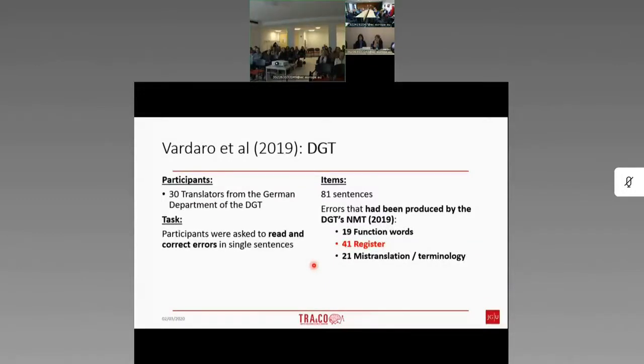So we had 30 participants here from the DGT, and participants were asked to read and correct single sentences. These were 81 critical sentences. In total it was more because we also had filler sentences, but the sentences we're interested in were 81. And we had these three error categories: function words, register words, and mistranslation or terminology. We called it misterm. And you can see that we have slightly more register errors. And the reason for this is that we hypothesized that there would be very little agreement on how to correct these mistakes.